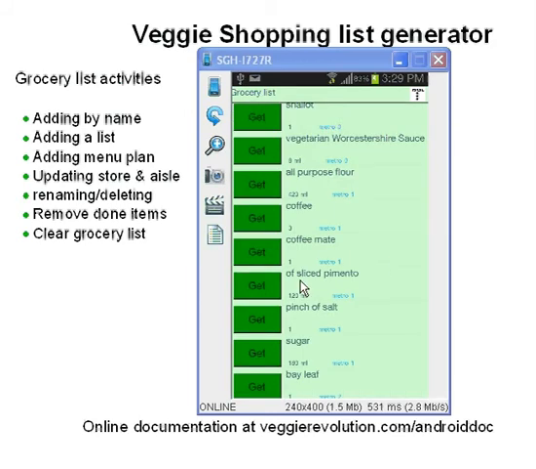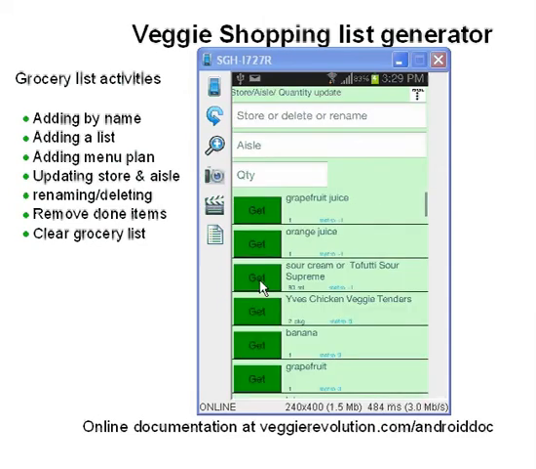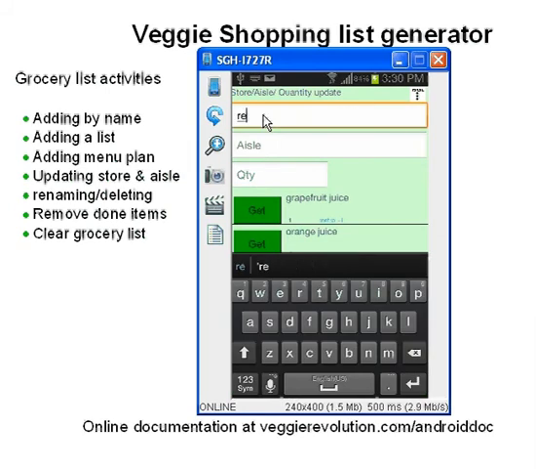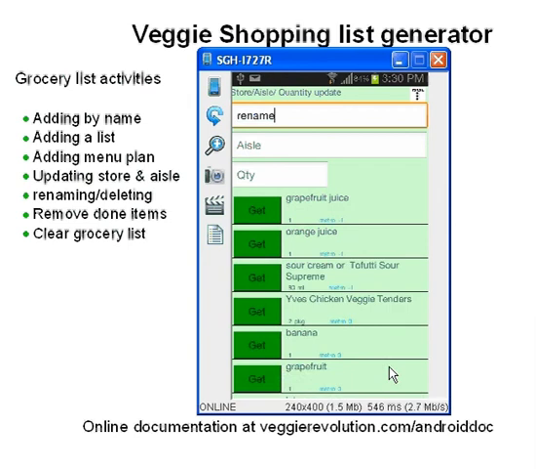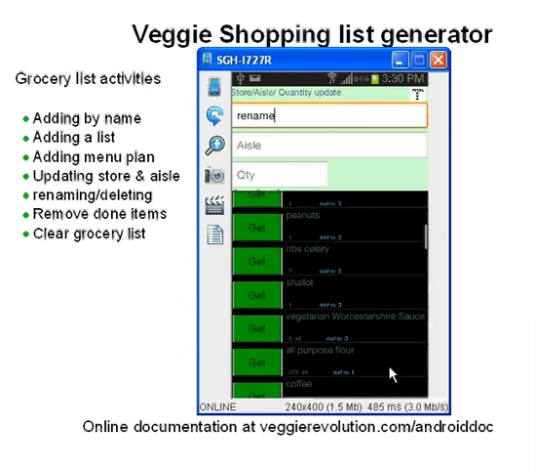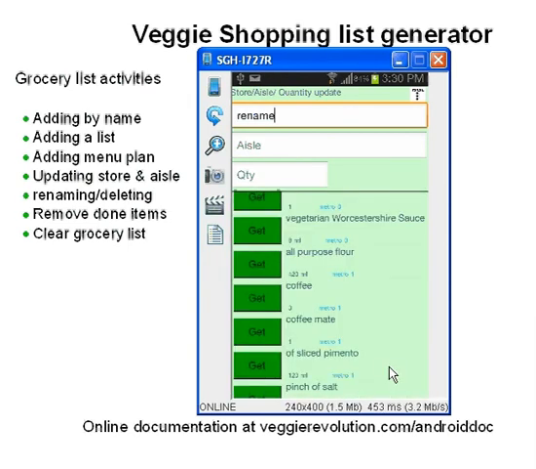One of the recipes says "of sliced pimento," and I would like to change that to "pimento." So what I do is I go to update store and aisle, and I will key the keyword here, rename. We never autocomplete the word rename, so you don't type it by error when you don't really want to do that. And now I have to find my sliced pimento again, and I select it.